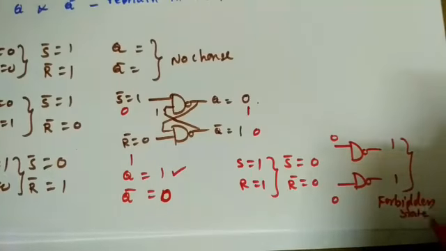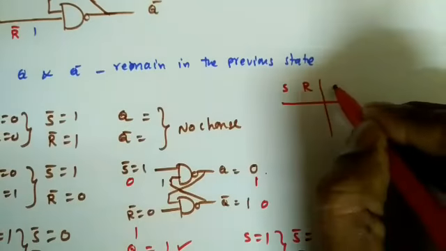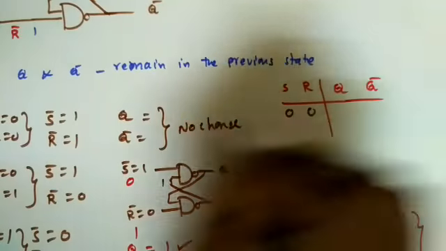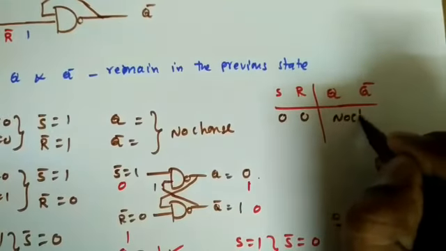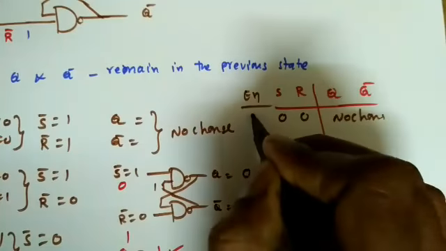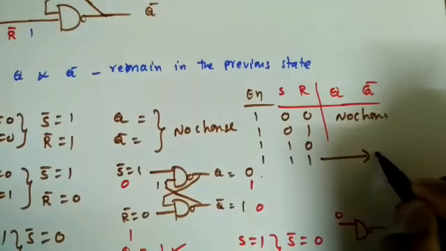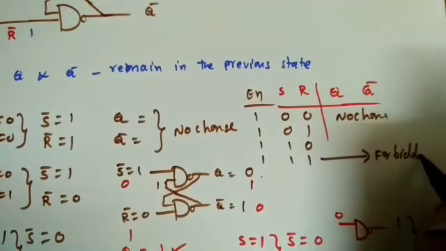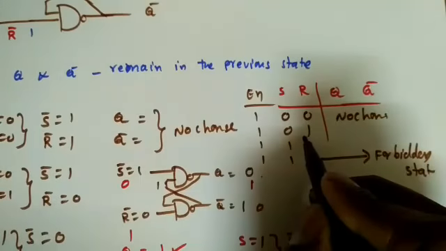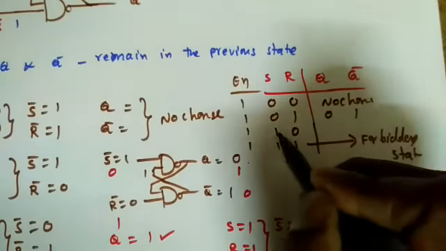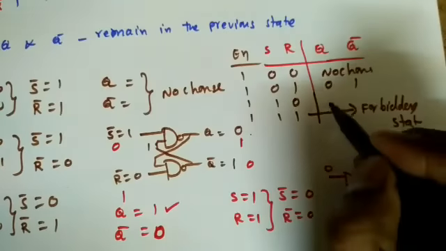Forbidden state. Now see, what is this function table? If I draw the functional table of this latch, this is Q and Q bar. So what will I get? 0 0, what are we getting? No change. When enable is equal to 1, 0 1, 1 0, 1 1. So 1 1 is the forbidden state. When S is equal to 0, R is equal to 1, what are we getting? See, 0 and 1. Q equal to 0, Q bar is equal to 1. Next one, 1 0, so 1 0 means we are getting 1 0 only.